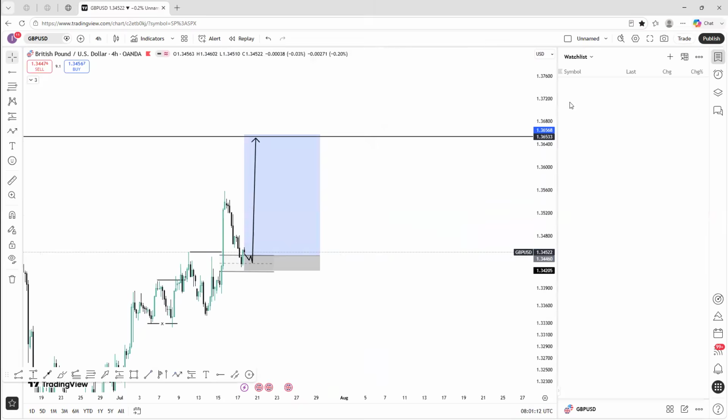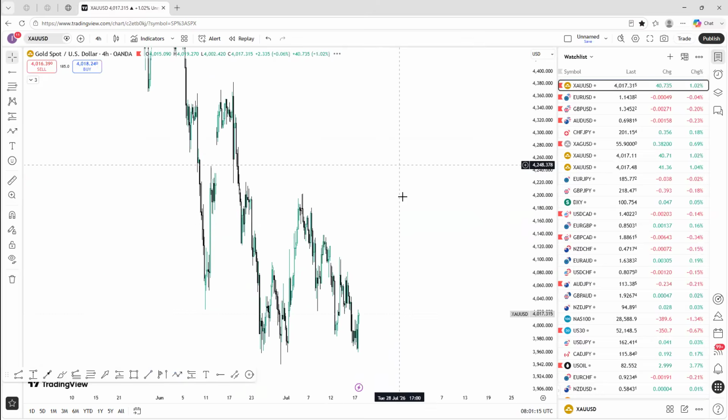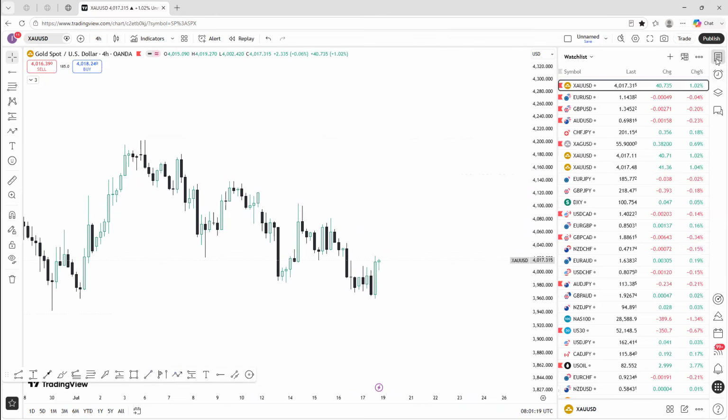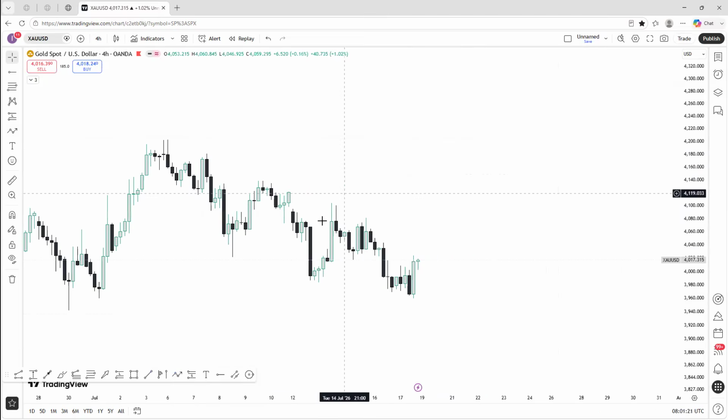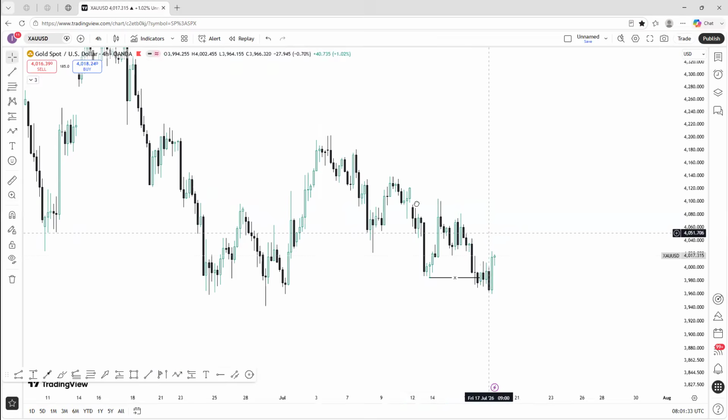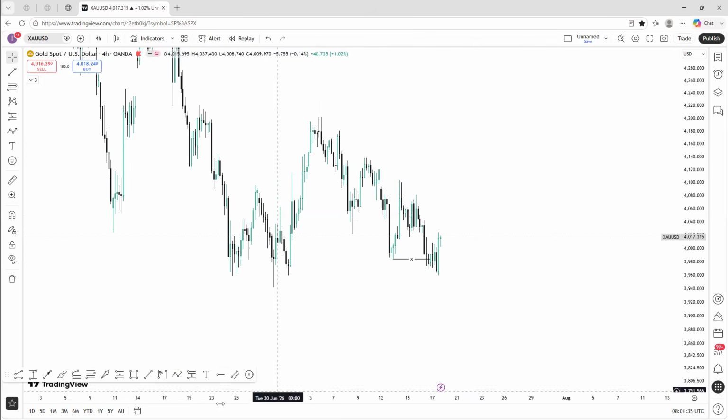Okay, let's see Goldie. On Goldie, you can also see on Friday we successfully took out liquidity and got a 4H engulfing candle. Here, that is a clear liquidity sweep.